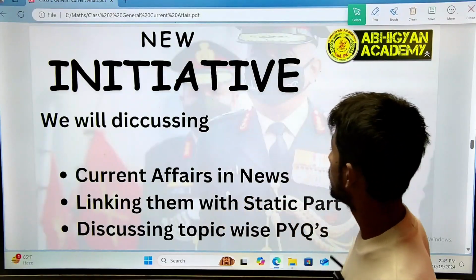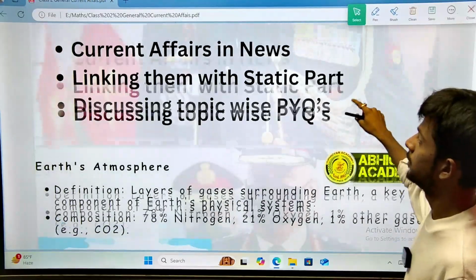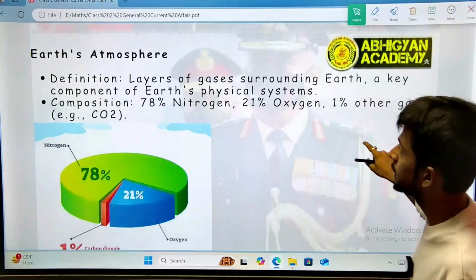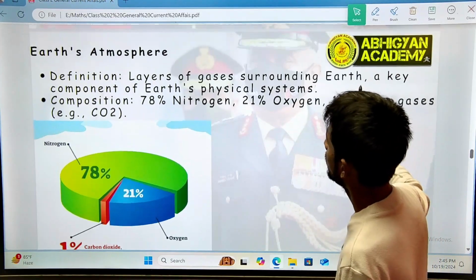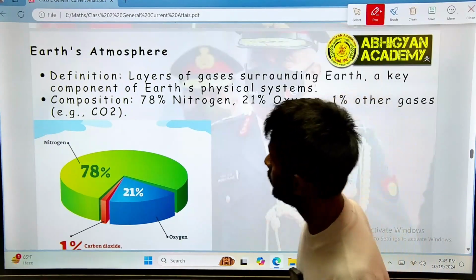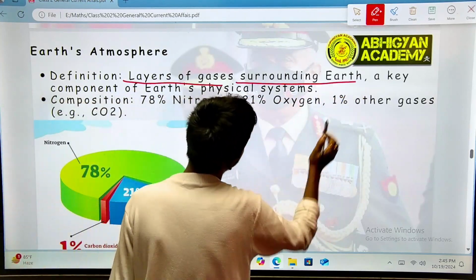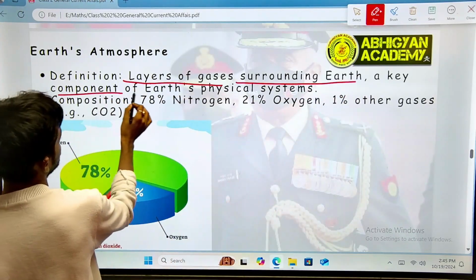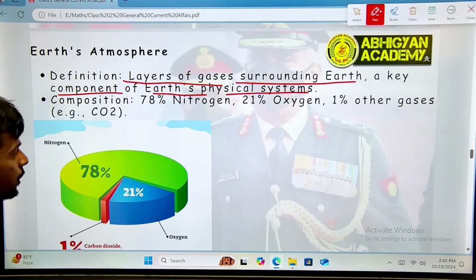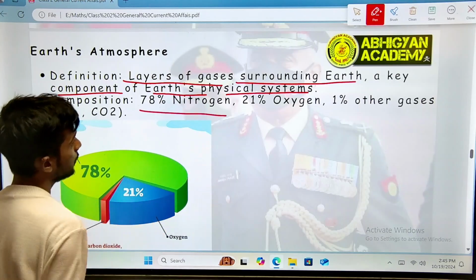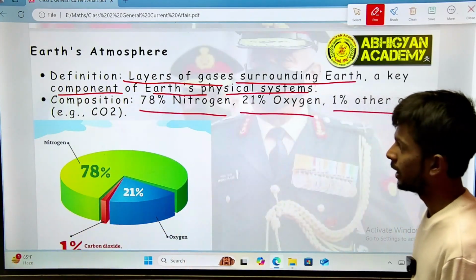So today we are going to discuss an important topic regarding our geography context, that is the Earth's atmosphere. We know that there are different layers of gases surrounding our Earth, a key component of the Earth's physical systems. Composition is not so important. We know that 78% nitrogen, 21% oxygen, and 1% other gases are present in the Earth's atmosphere.